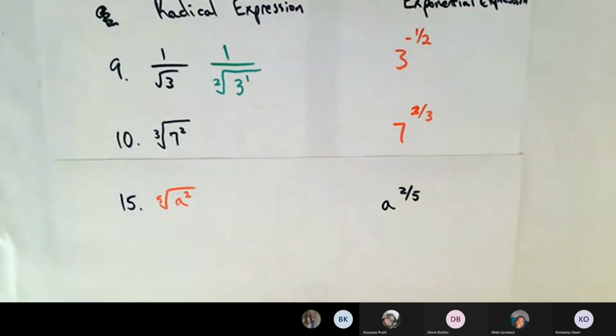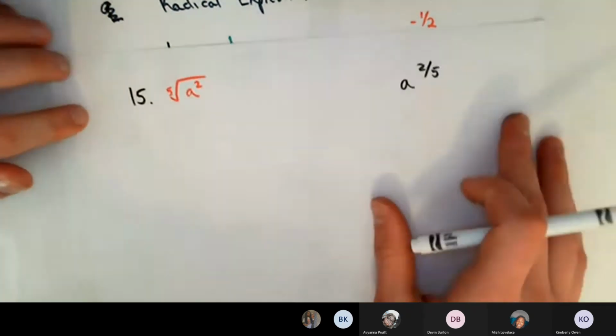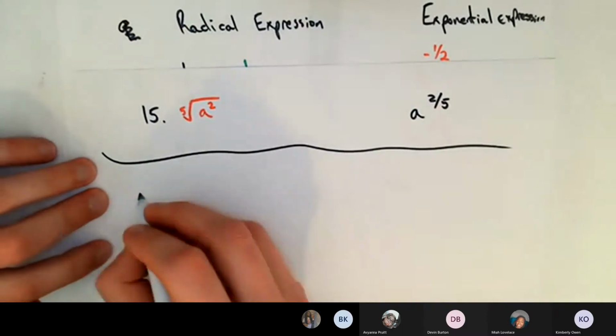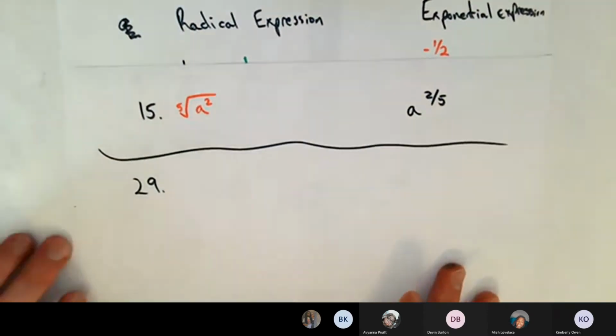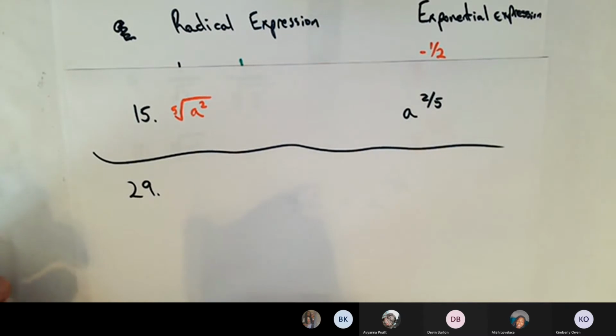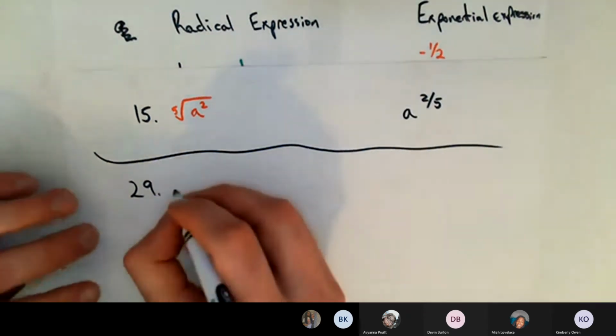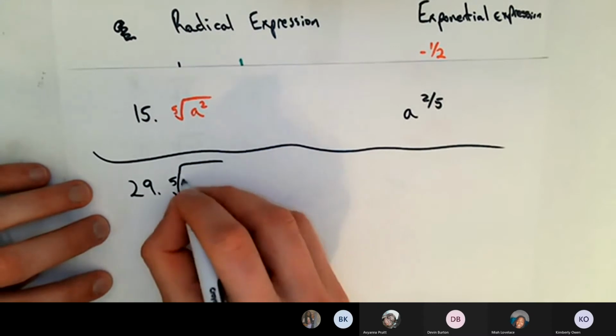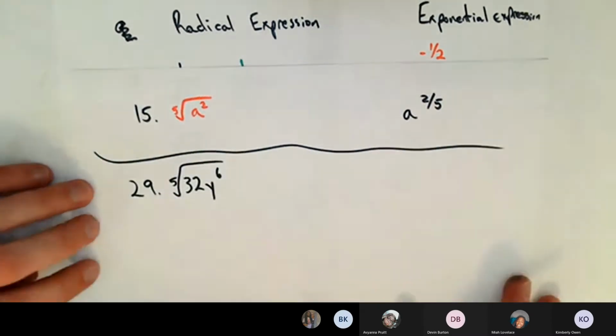And then how about a little bit more practice with this section, because I know that it's tricky. Let me find another good one that just talks about simplifying radicals. Yeah, I wrote down 29. I don't think I want to do 29. All right, let's do it. 5th root of 32y to the 6th.